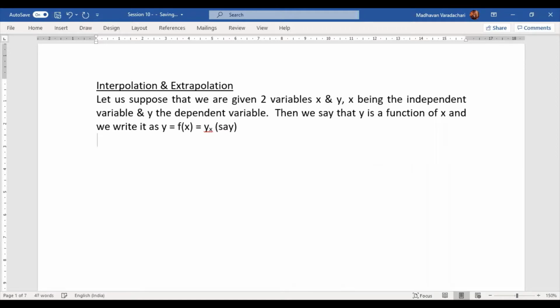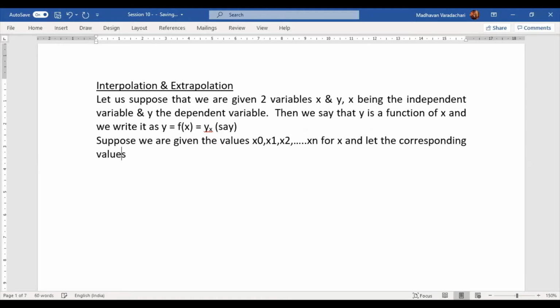Suppose we are given the values, say x naught, x1, x2, and so on, xn, for x, and let the corresponding values of y be y naught, y1, y2, and so on, yn, respectively.